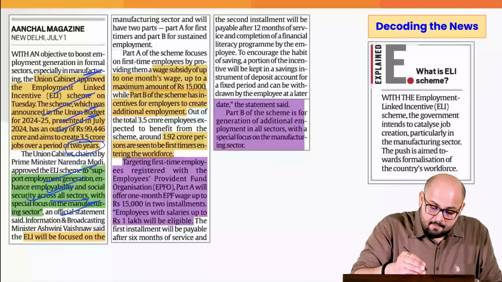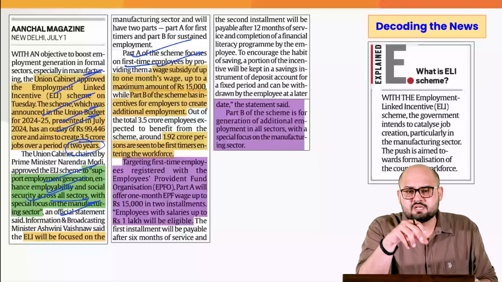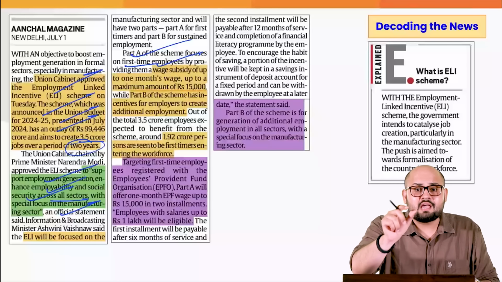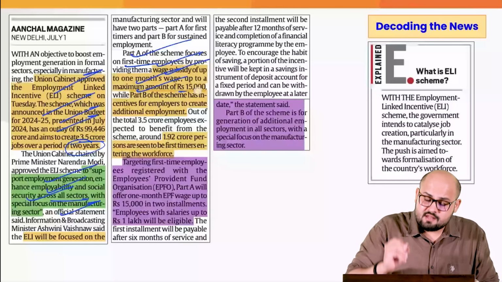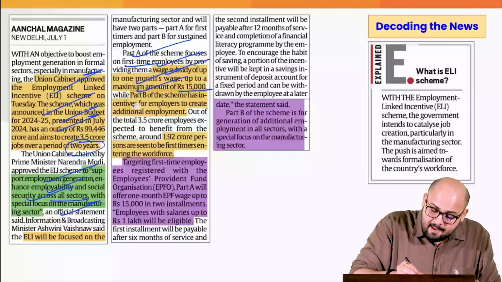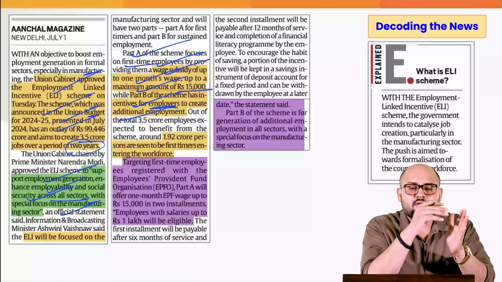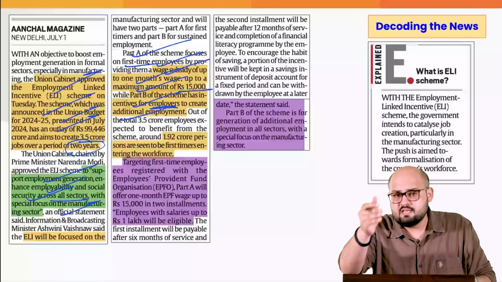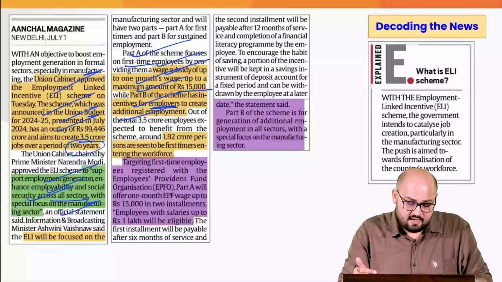Because the government set a particular target of increasing the contribution of the manufacturing sector in the overall GDP of the country. Part A of the scheme focuses upon the first time employees. Do pay attention because possibly a statement can come in the prelims. So part A focuses upon the first time employees by providing them a wage subsidy of up to 1 month's wage, up to a maximum of 15,000 rupees. Part B of the scheme has incentives for employers to create additional employment. So when we are talking about part A, it is the new employees who are catered to. But when we talk about part B, it is catering to the employers. That is what you have to understand.